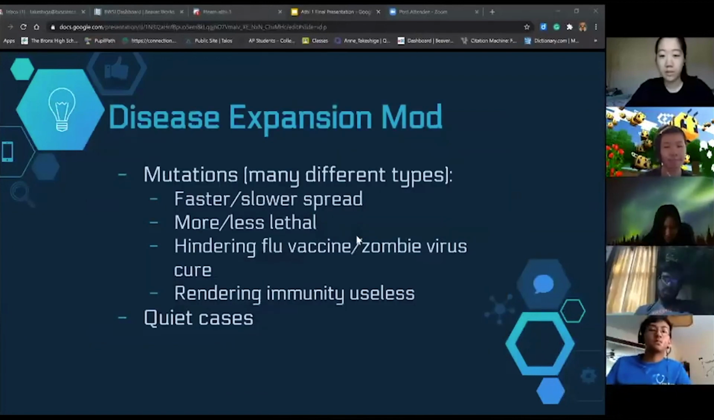Our second mod is the disease expansion mod. We made a new feature in our game which simulates the ability for viruses to mutate. There are chances that either or both the flu and zombie viruses can mutate.